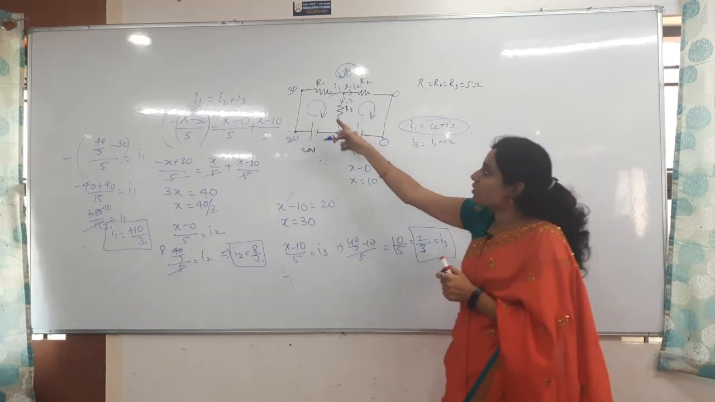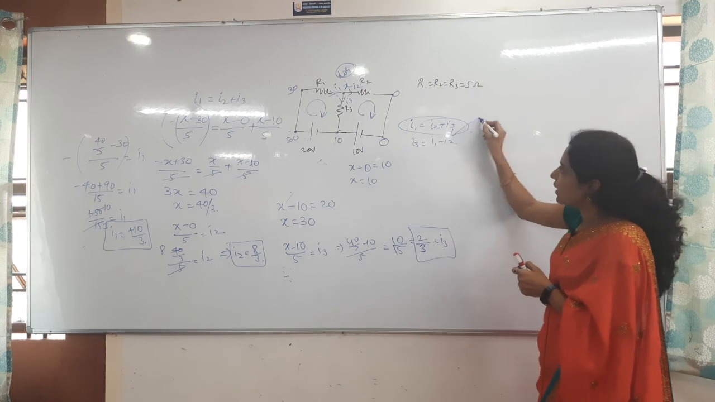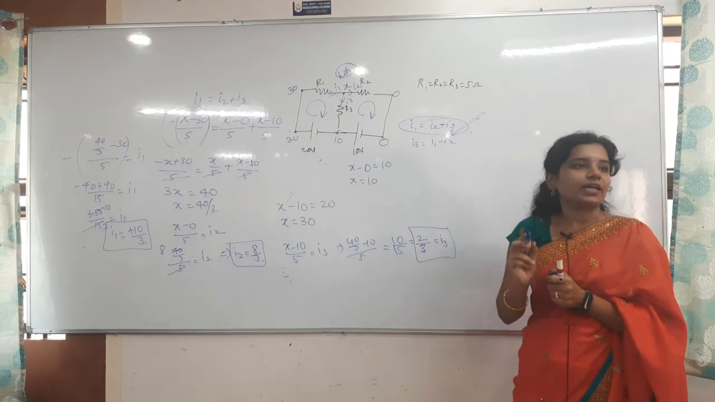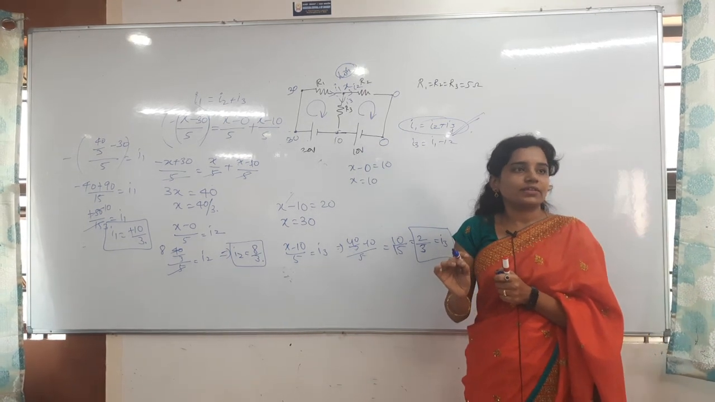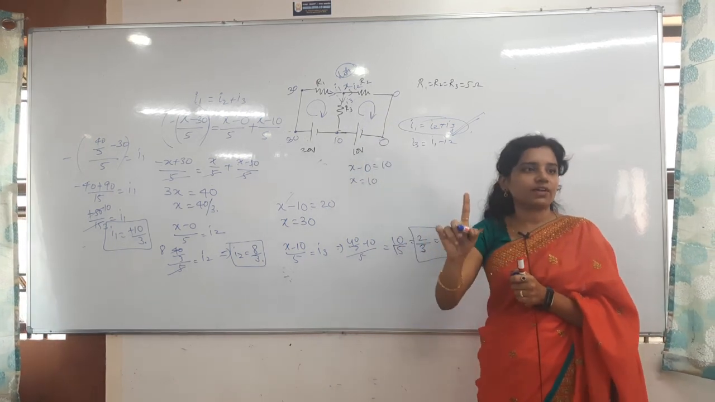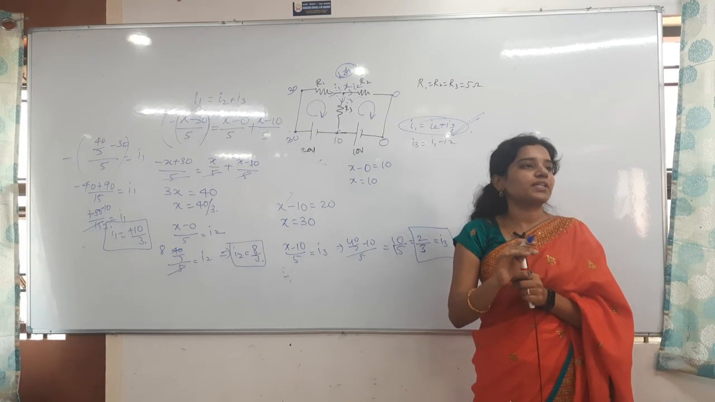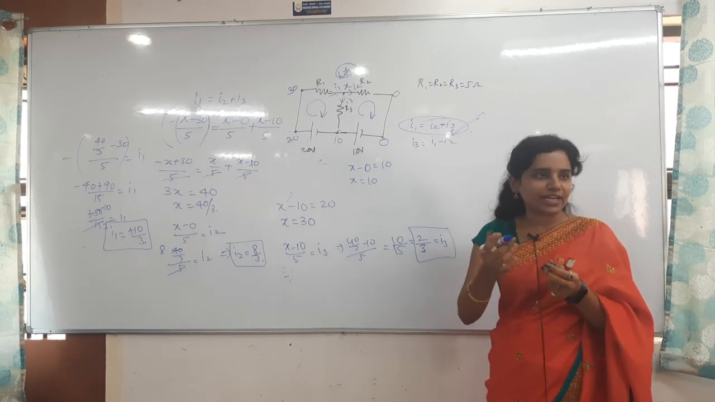In the first equation what did you get? 5 into I1, right? In the place of I1 you substitute this value. Then you will get the I2 I3 relation. That I2 I3 relation you substitute in this equation, then you will get one of the values. Clear? That is how you have to solve whenever it's as per the KVL. I'll explain that method also.